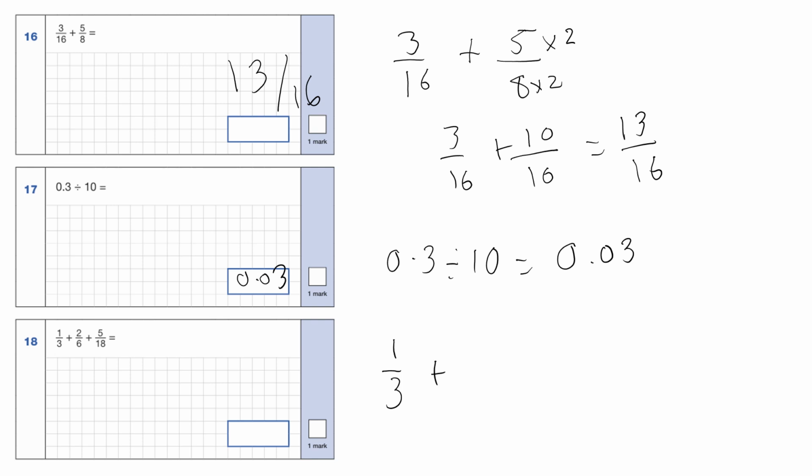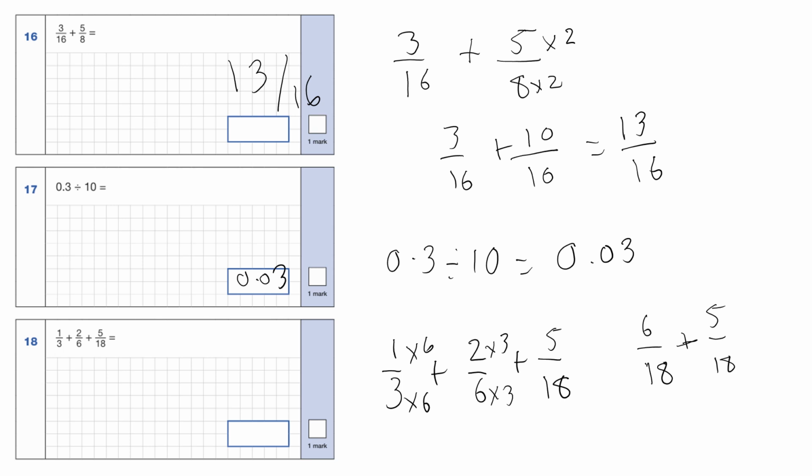Write a third, add 2 sixths, add 5 eighteenths. I would make them all into 18 because 6 times 3 is 18 and 3 times 6 is 18. So that's 6 eighteenths, add 6 eighteenths, add 5 eighteenths. So that 6 add 6 is 12, add 5, 17, 17 eighteenths.